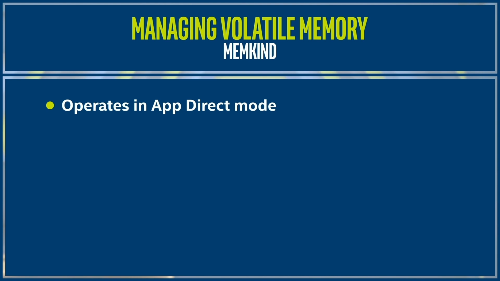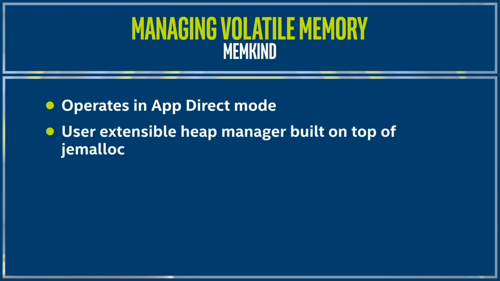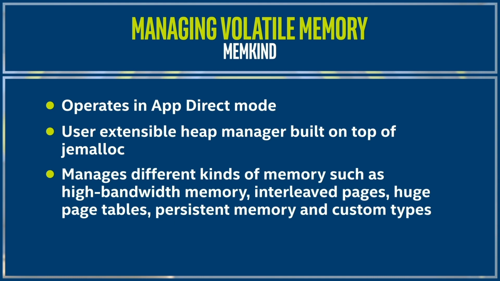Memkind, which operates in AppDirect mode, is a user-extensible heap manager built on top of JEmalloc. It manages different kinds of memory, kinds like high bandwidth memory, interleave pages, huge page tables, persistent memory, and even custom types. With support from Intel engineers, Memkind has a new option called pMemkind to expose persistent memory. There are several benefits applications see when using pMemkind.